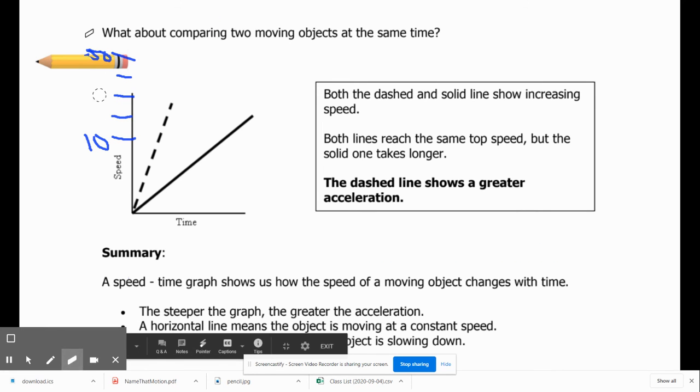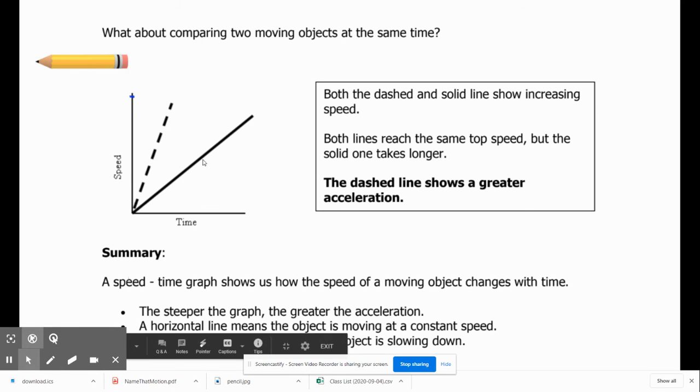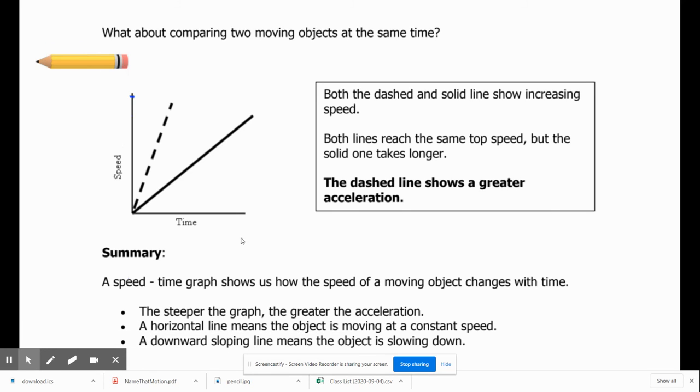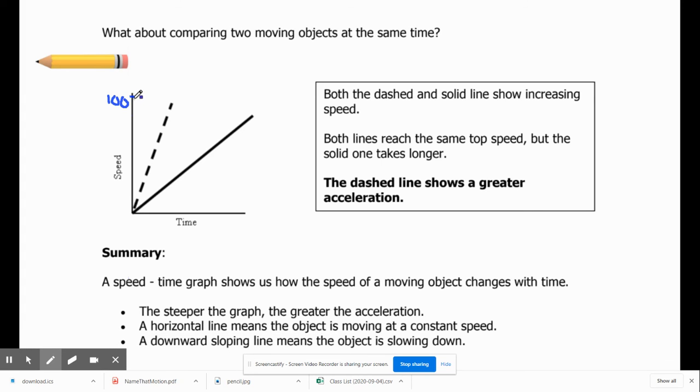And I'll go up here and grab my eraser and get that out of our way again. All right, now what about if I'm comparing two moving objects at the same time? Oh, well, here we go. Let's say that you are interested in buying a car and you want a fast car. You want a car that can go 0 to 100 miles per hour, and you want to get from 0 to 100 in the least amount of time that you can.